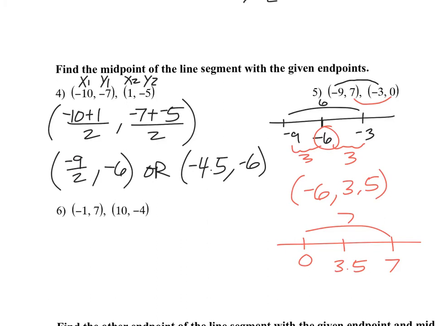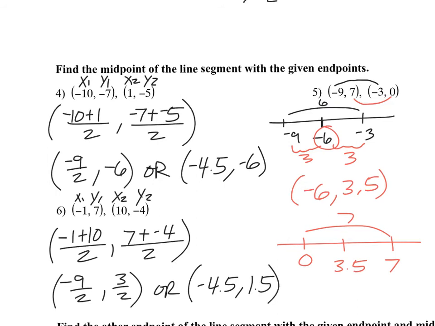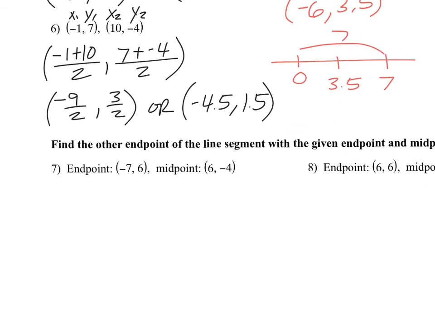And that's what I'm going to do with this last one. I'm going to use the formula. So again, x1, y1, x2, y2. So I've got negative 1 plus 10 over 2. And then I've got 7 plus negative 4 over 2. And again, it depends on how you type it in. You could get negative 9 over 2 and 3 over 2 if you do the fraction. Or if you do decimal, you get negative 4.5 and 1.5. Again, both are correct.